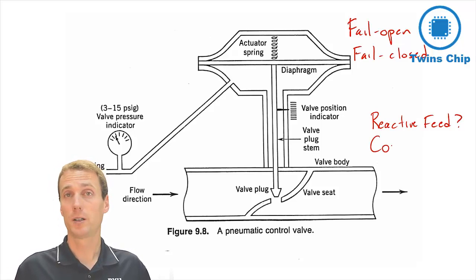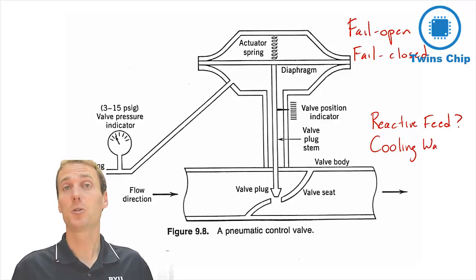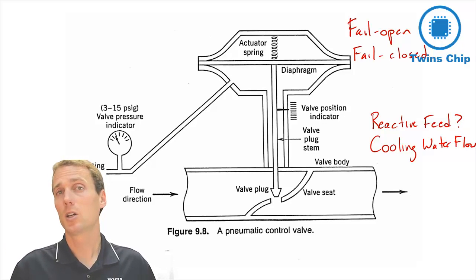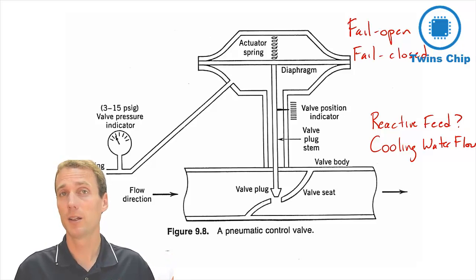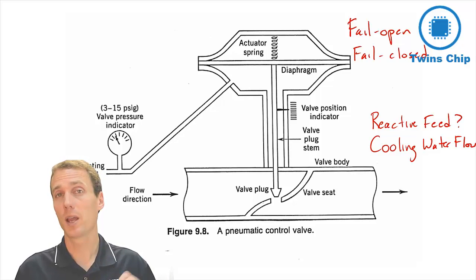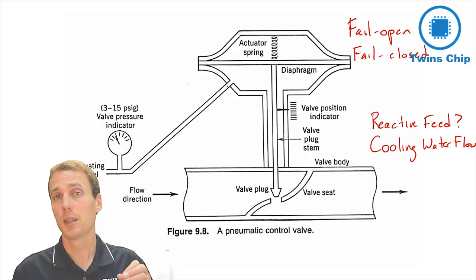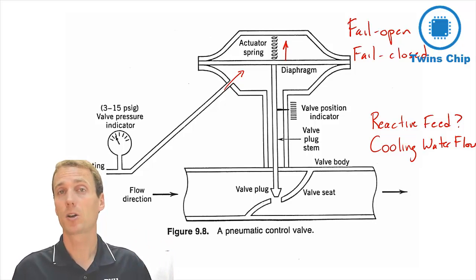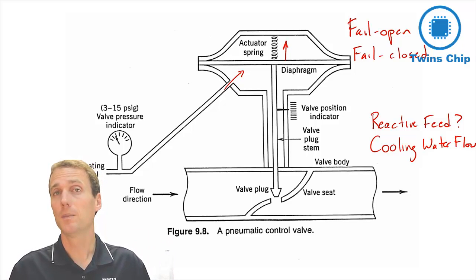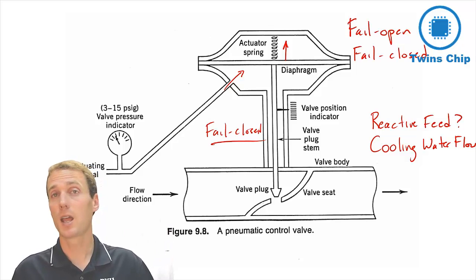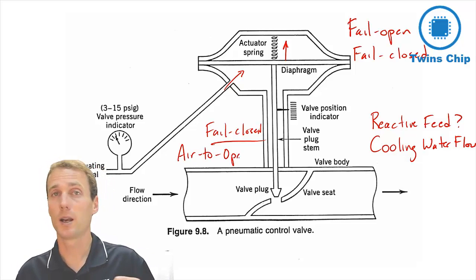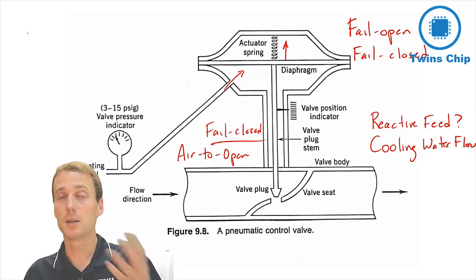versus cooling water to a reactor. Let's say a nuclear reactor, you want that valve to fail open. And so a valve that fails closed, then we have to apply air pressure to then open the valve. So that's called an air to open valve or fail closed type valve. If you have a fail open valve, then it's air to close it. So it just depends on where the air is being input into the system.